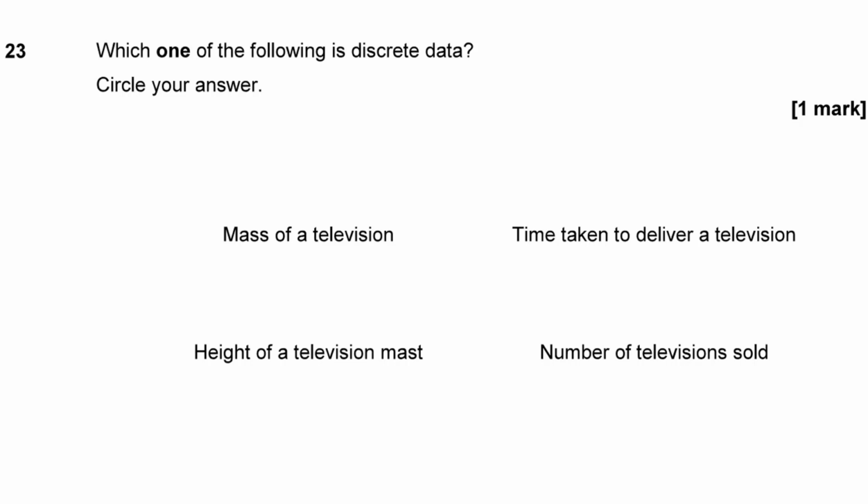So if you think about the mass of a television, that could be any number. Time taken to deliver a television could be any number. Time is continuous, mass is continuous. Height of a television mast, that is continuous as well, and numbers of televisions sold. Now that is the discrete one, okay? Whilst you could have a mass of, I don't know, 25.36 kilograms and a time to be delivered in a fraction, you can't have a fractional number of televisions sold. You sell a television, or you don't sell a television. Not many people go up and buy a part of a television. So number of televisions sold is the discrete data.